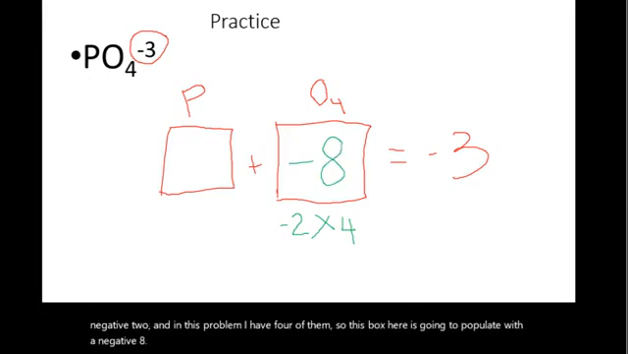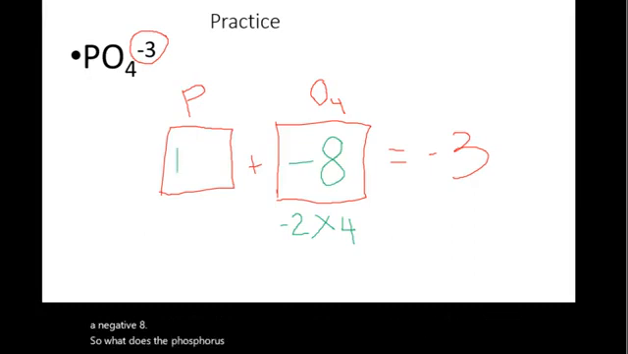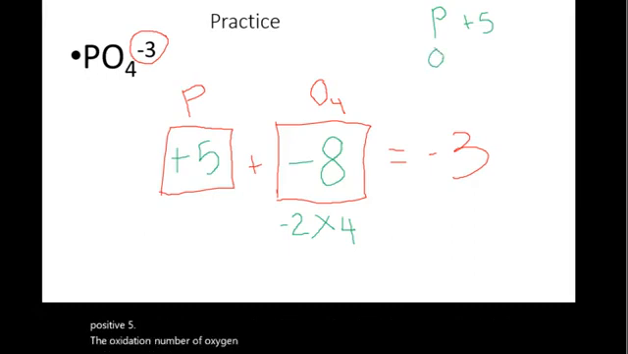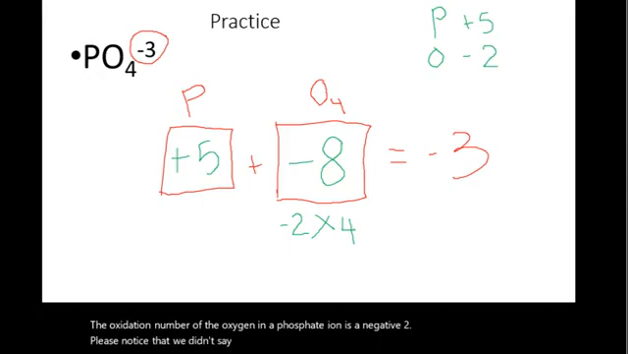So what does the phosphorus have to be in this equation? It had to have been a +5. So the oxidation number of phosphorus in a phosphate ion is +5. The oxidation number of the oxygen in a phosphate ion is a -2. Please notice that we didn't say -8. We're only being asked about one of each element whenever they ask you, what is the oxidation number?